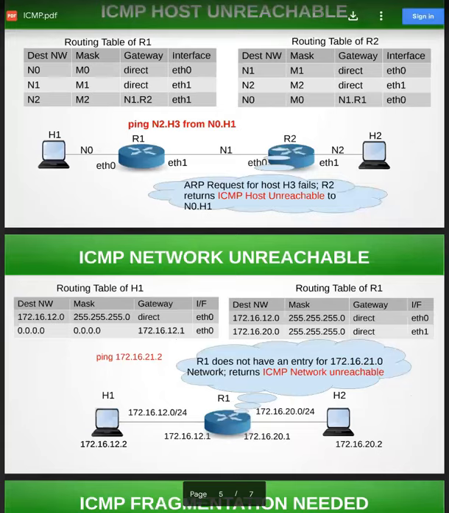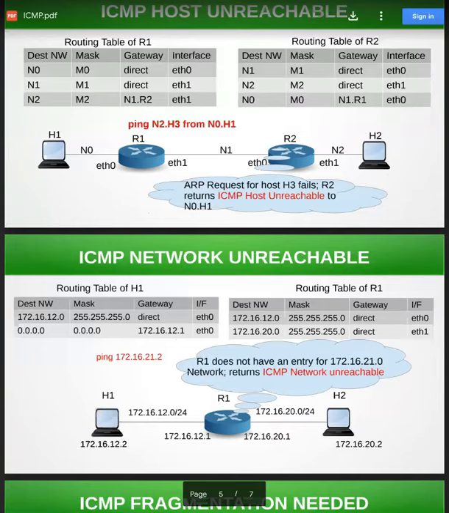In R1, as you can see, there are only two entries, 172.16.12.0 and 172.16.20.0, neither of which match the IP address with 21 network in the third byte. So the routing table doesn't have a matching entry. Therefore, the packet is discarded. In this case, the router R1 will send back a message to H1 saying, I don't know how to reach this network. So it says destination net unreachable because network is unreachable.